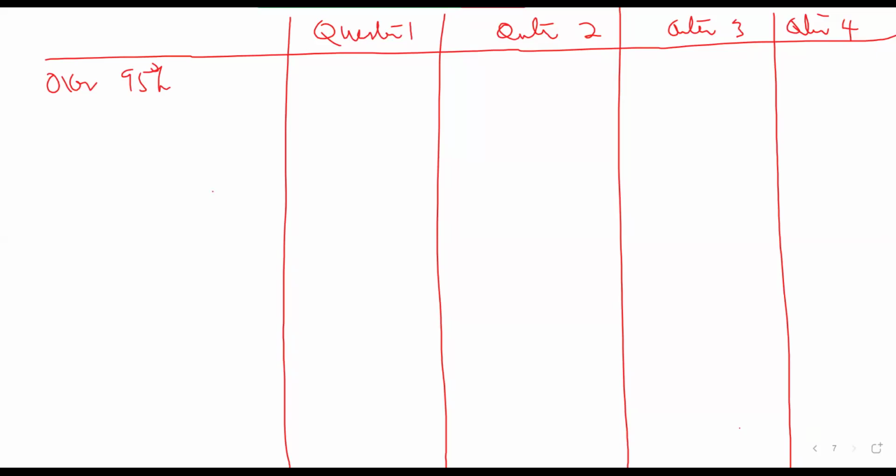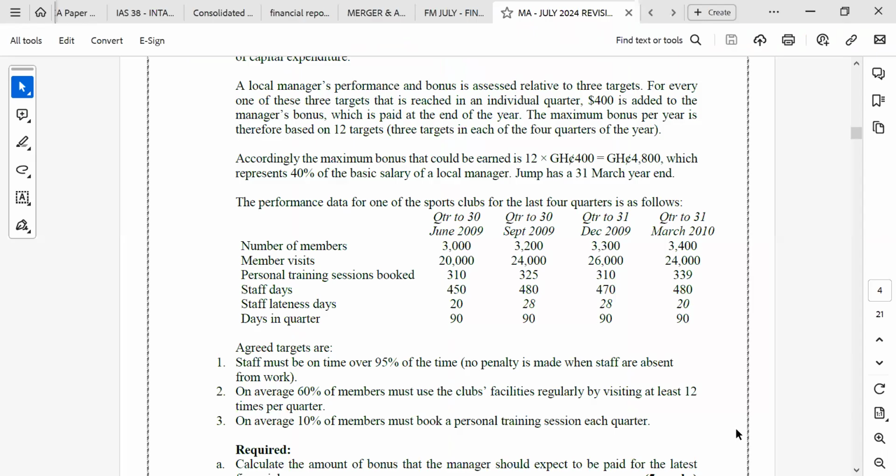What is the total number of days allocated to them for the first quarter? 450. Okay, but they have been late. They have been late for how many days? 20. Okay, so for quarter 1, they have been on time for how many days? 430.